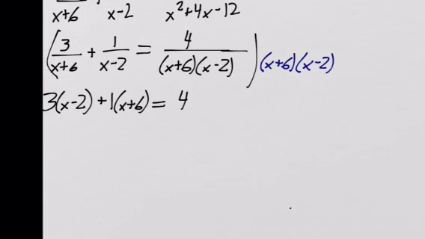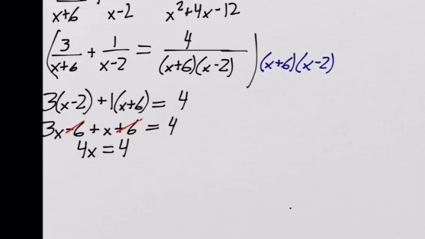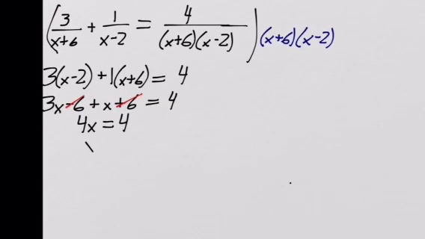So now, I'll go ahead and distribute, so I get 3x minus 6 plus x plus 6 equals 4. Well, now it happened to work out so nicely that the minus 6 and the plus 6 just go away. And I'm left with 4x equals 4. And then dividing both sides by 4, I get x equals 1.